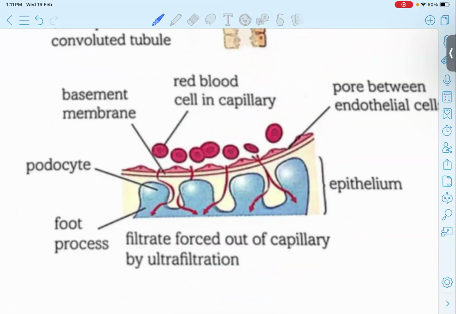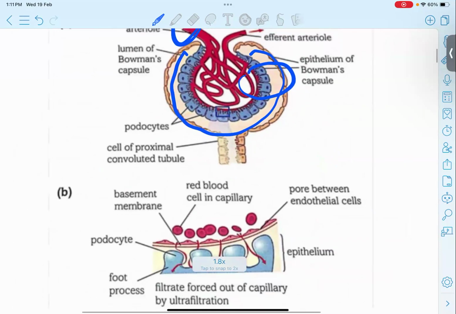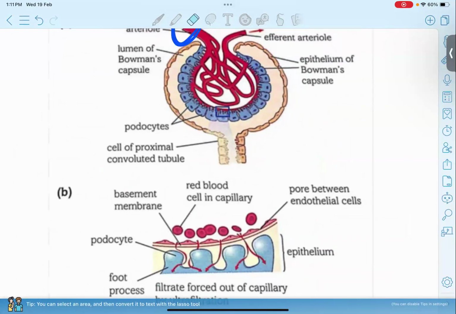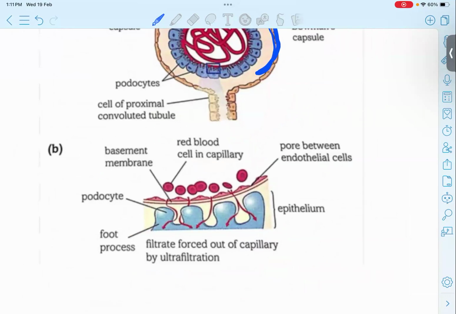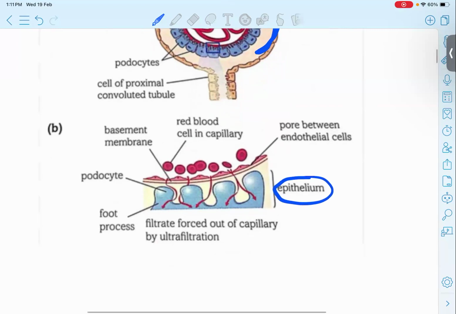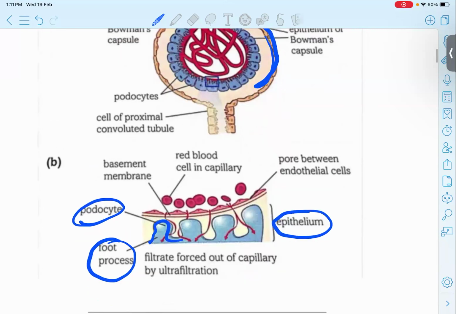So the Bowman's capsule has three layers. From inside to outside, the most outside portion is this layer, which is the epithelium. An interesting fact about this epithelium is that it has foot processes. These are foot processes, or podocytes. So this epithelium contains foot processes, or podocytes.